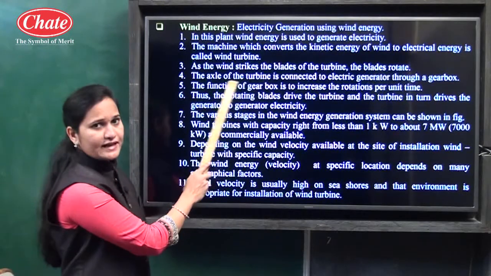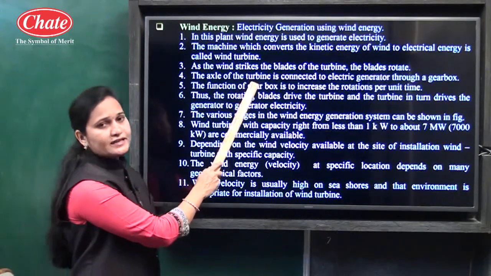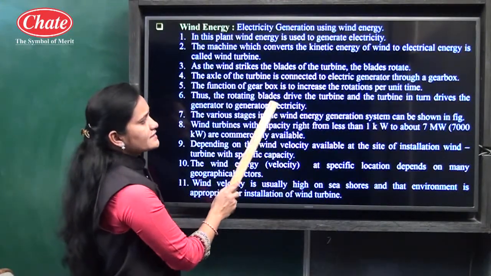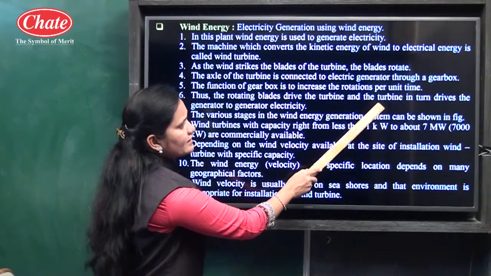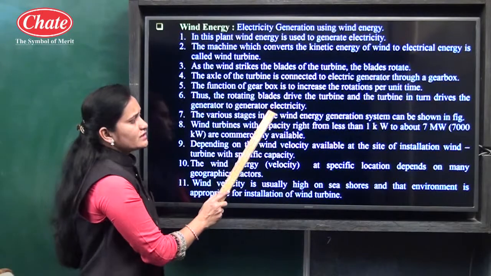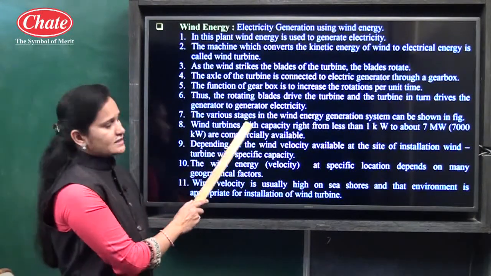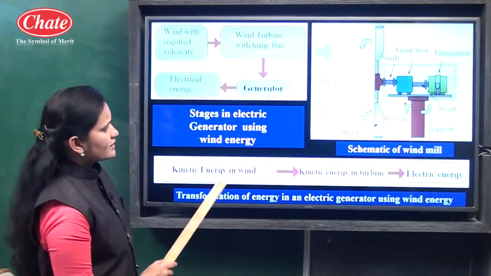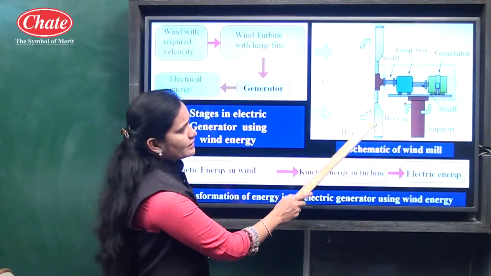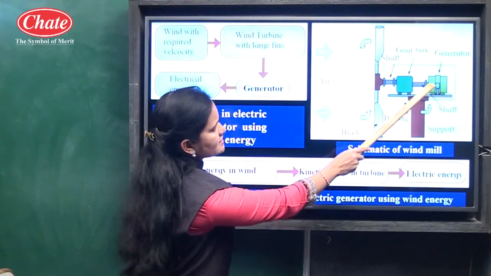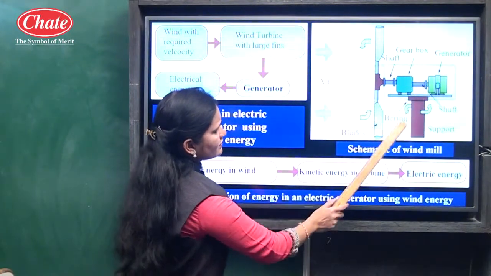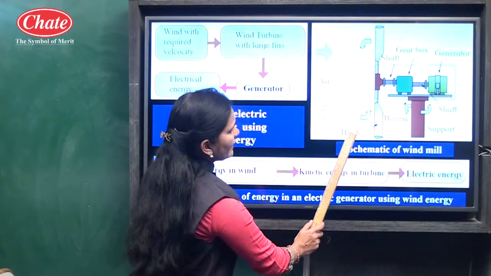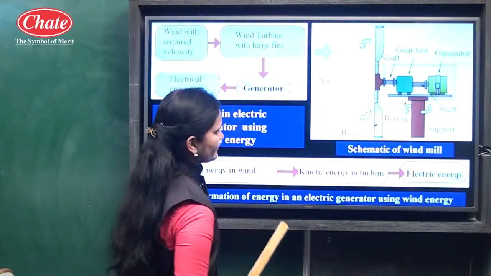The axle of the turbine is connected to the electric generator through a gearbox. Thus, the rotating blades drive the turbine, and the turbine in turn drives the generator to generate electricity. The various stages in the wind energy generation system can be shown in the figure. Now, observe this figure carefully. Here you can see the schematic of a windmill. The gearbox is connected to the generator, and downside of it is the shaft, and for support there is a bearing, and the blades you can observe on this side.